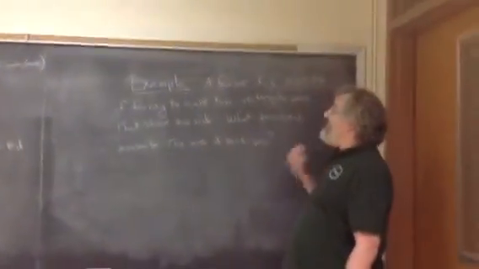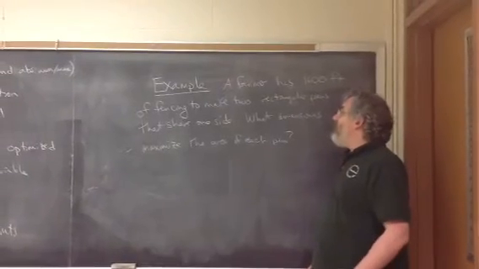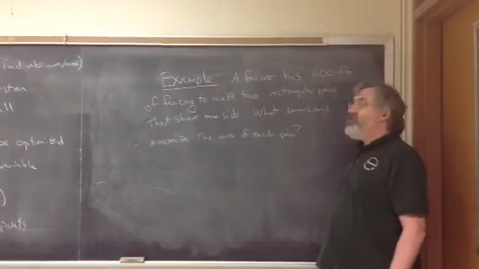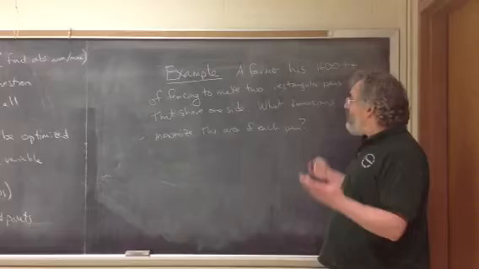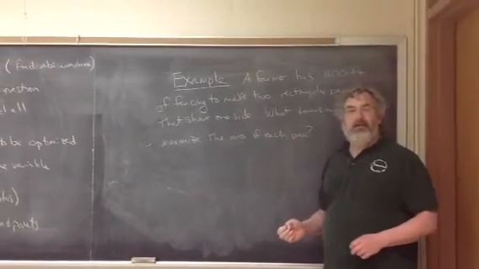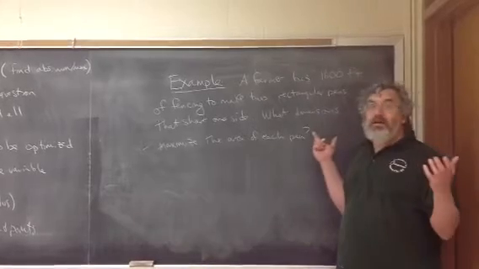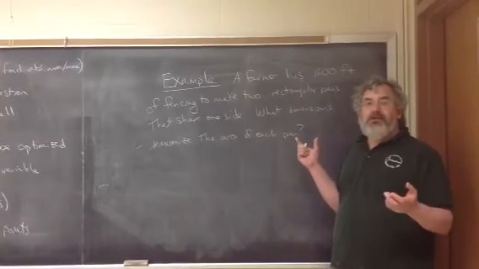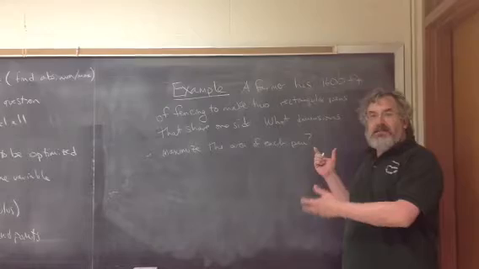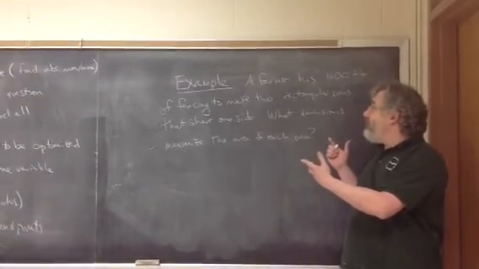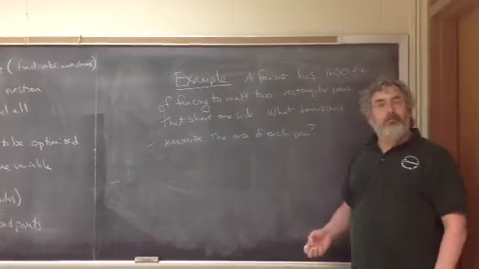A farmer has 1,600 feet of fencing to make two rectangular pens that share one side. What dimensions maximize the area of each pen? Well, the first thing we need to do is figure out what's going on. So think about this, see if it makes some sense, see if you can understand the question. Then we're going to go on.